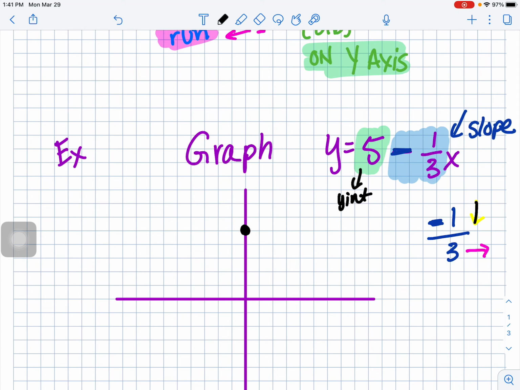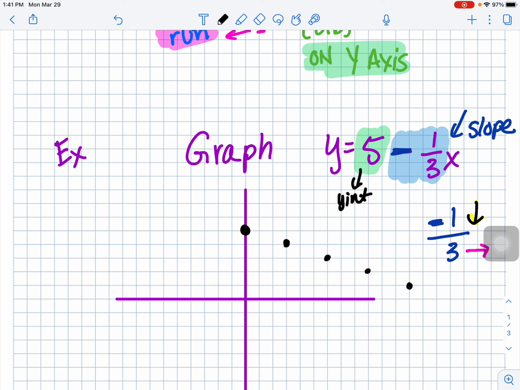And then I'm just going to count my slope. I'm going to go down 1, to the right 3. Make a point. Down 1, to the right 3. Make another point. Down 1, to the right 3. Make another point. Down 1, to the right 3. Make another point. And I could keep going.